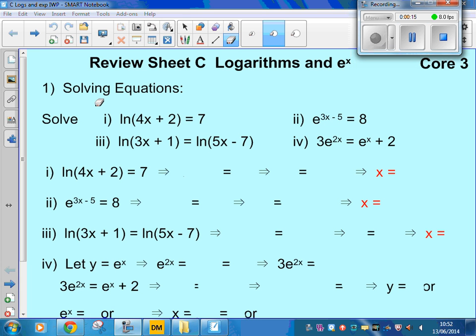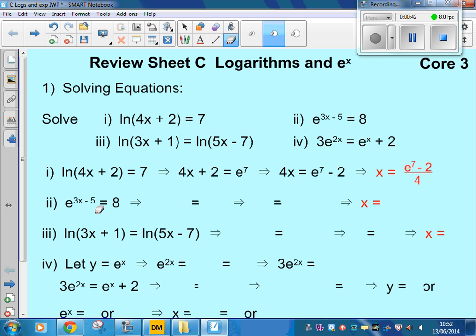So the first type is solving equations, and ones like ln of 4x plus 2 equals 7. All you need to do here is remember that ln is the opposite of doing e to the power of, so instead of ln(4x plus 2) equals 7, you can write down 4x plus 2 equals e to the power of 7. And then it's just rearranging it. 4x equals e^7 minus 2, so x is (e^7 minus 2) over 4.